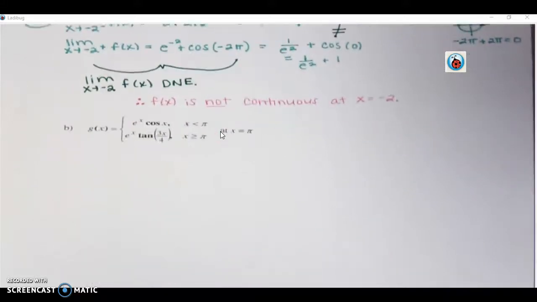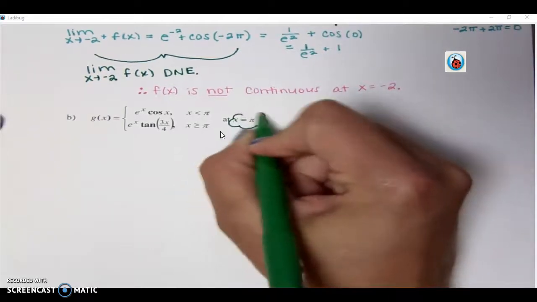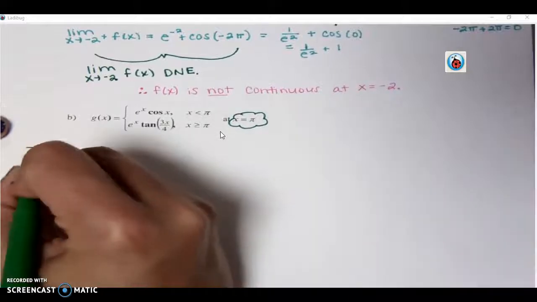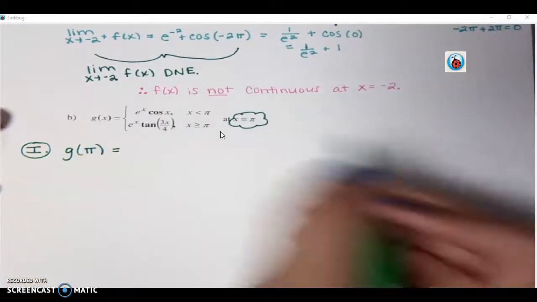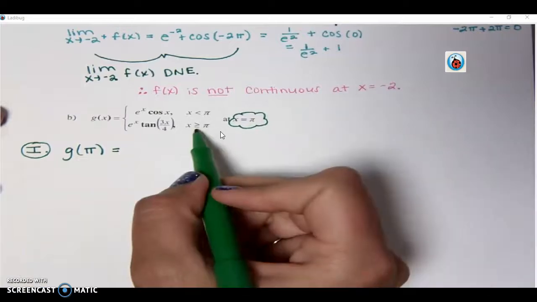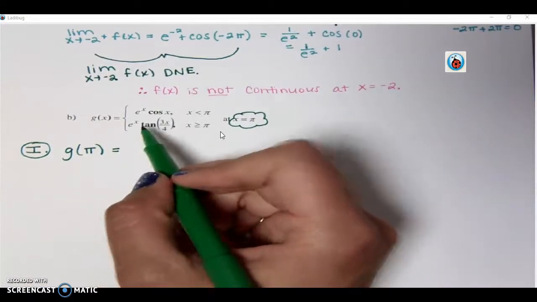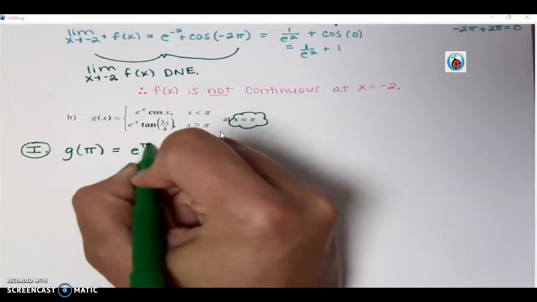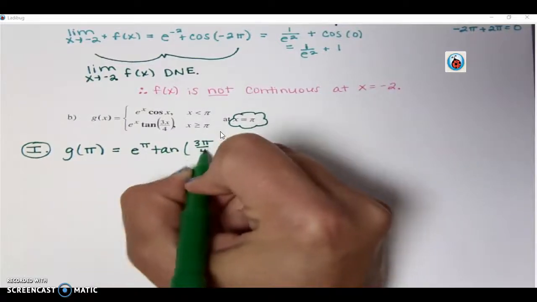Okay, so our next one, same directions, we're using that three-part definition of continuity, and we have this piecewise function here. So we're working at pi this time. So for step 1, we have to figure out if g of pi is defined. So using your piecewise function, you want to find the one that's equal to, which is here. So we're going to use the second one. So we're going to have e to the pi tangent of 3 pi over 4.